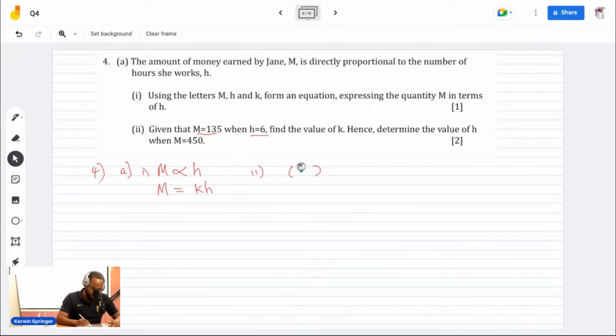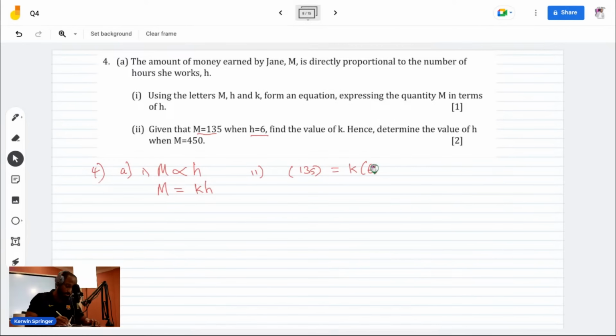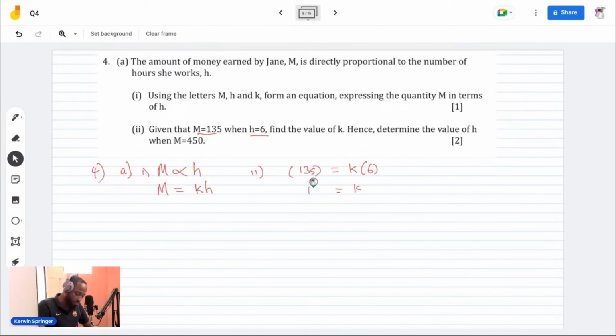135 is equal to, substituting, folks, K times H, which is 6. K is 135 divided by 6. Can anybody tell me what that is? What do you get for K there? 22.5.